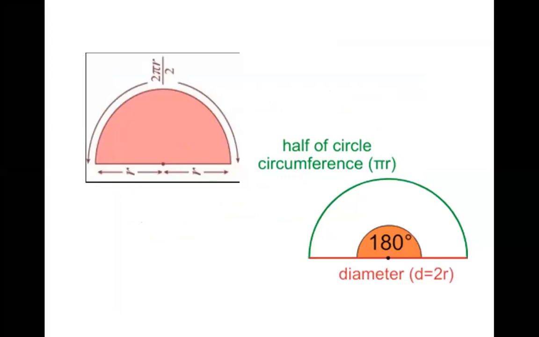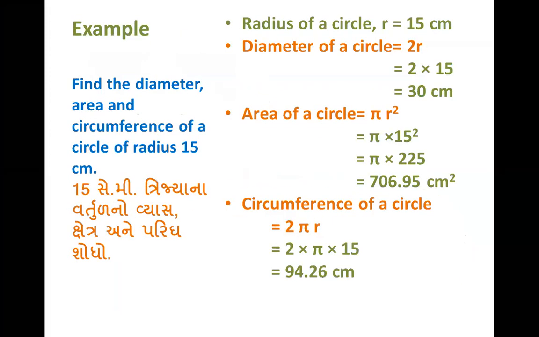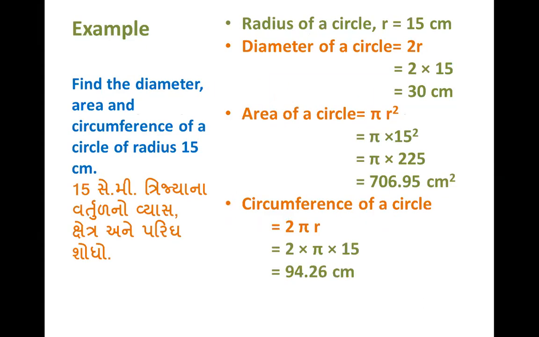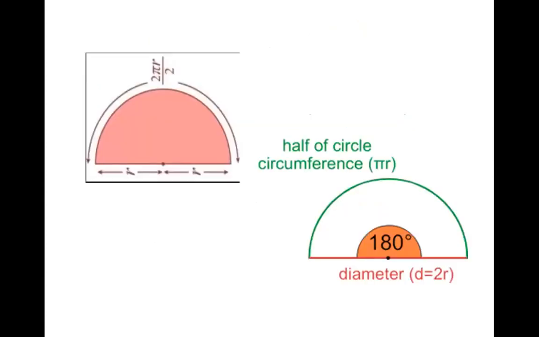This is the half of your circle. So look at the figure of the semicircle, and here you have a definition. A semicircle is created by the cutting of a circle. In other words, you can say a semicircle is formed when a line passes through the center and its ends touch two points of the given circle. This is your semicircle.